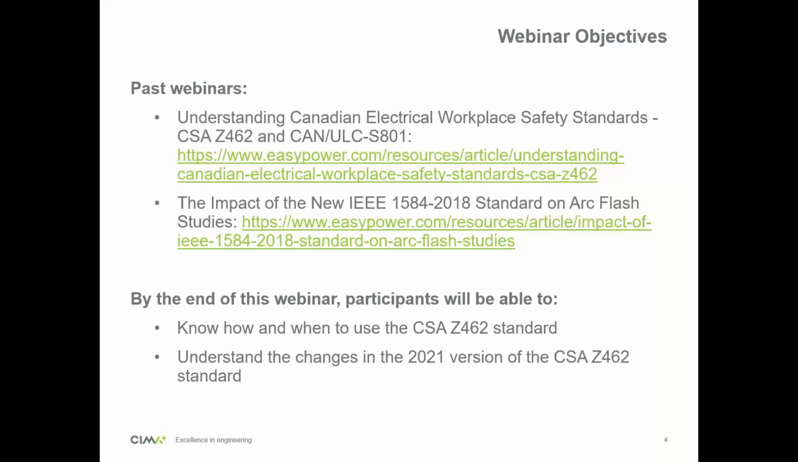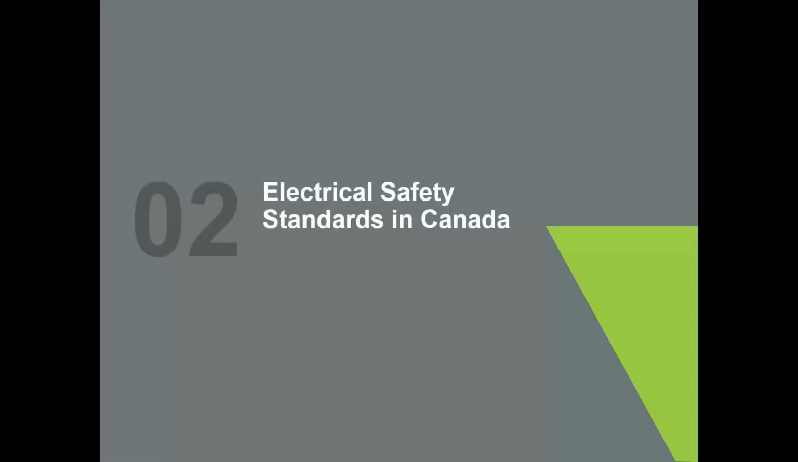I presented another webinar on the IEEE 1584-2018 update. In that webinar, I went through in detail the new equations, the new methods, the new parameters. I'll go through the main changes in the 2018 version, but if you want more details on the equations and all that, I invite you to check this other webinar. So for today's webinar, I hope you will be able to get a little glimpse of how and when to use the CSA Z462 standard, and also understand the changes in the new 2021 version of the standard.